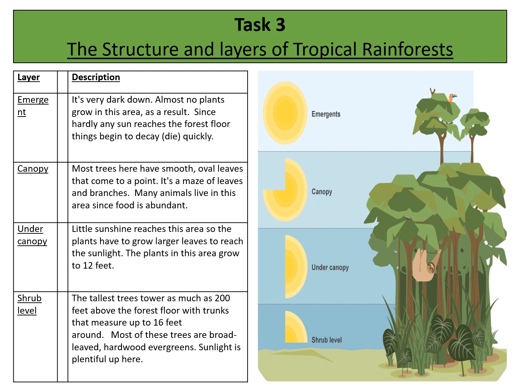Task 3 then is looking at the structure and the layer of tropical rainforests. Now there are 4 layers found in tropical rainforests. So we have the shrub layer, which is at the very bottom of tropical rainforests, and they get roughly 25% of the sunlight. So these are what these little icons are showing you.